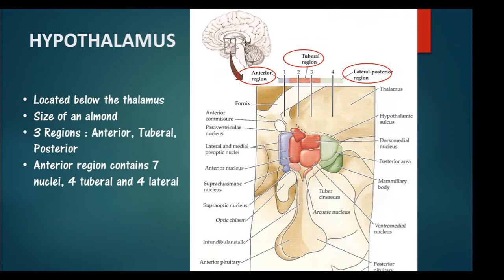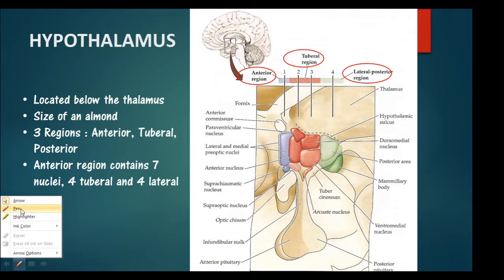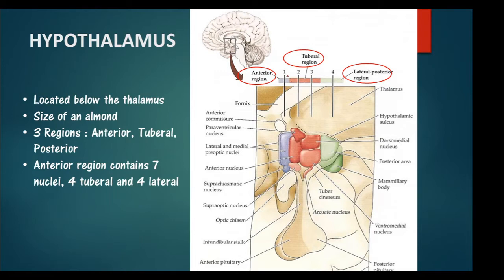And the hypothalamus, as you might already know, is located just below the thalamus, and it's a very small almond-sized organ, and it has three regions: the anterior, tuberal, and posterior regions. Here you can see the anterior region in this color. This is the tuberal region, and this is the lateral posterior region. The anterior region contains 7 nuclei, the tuberal region contains 4, and the lateral region contains 4 different nuclei, right?